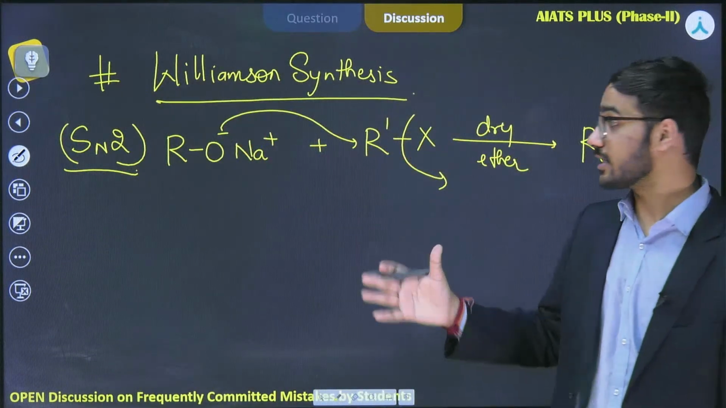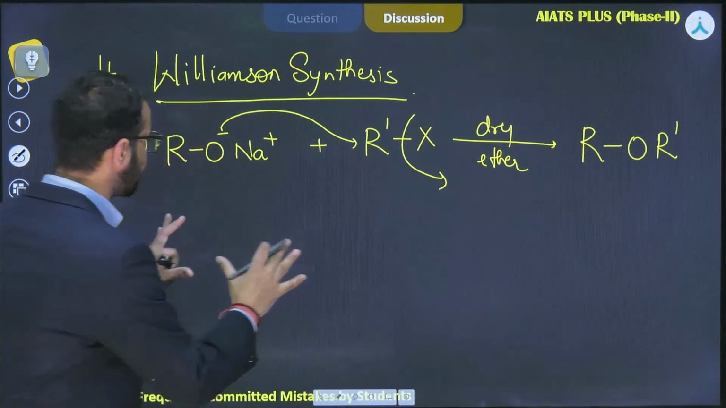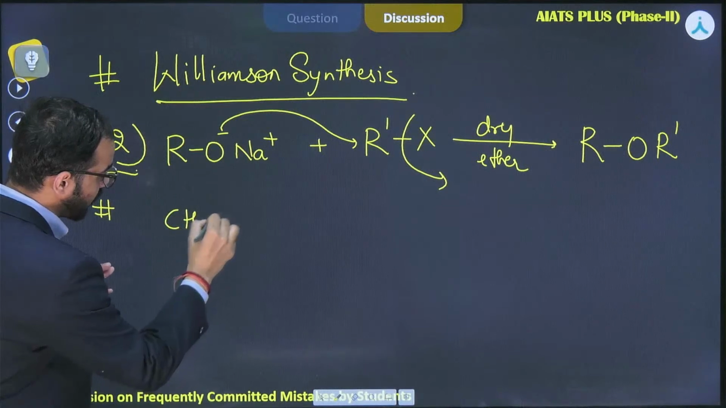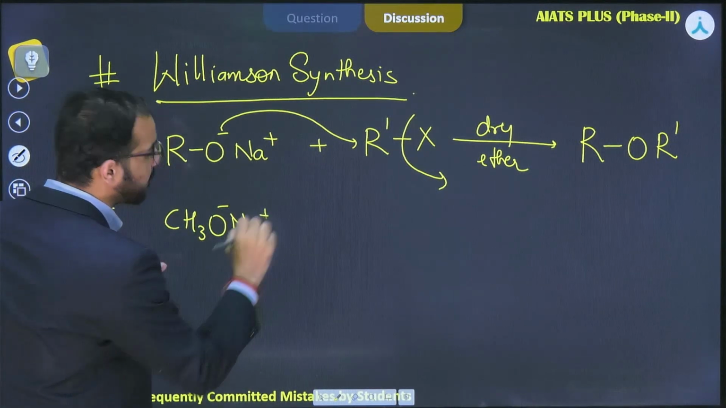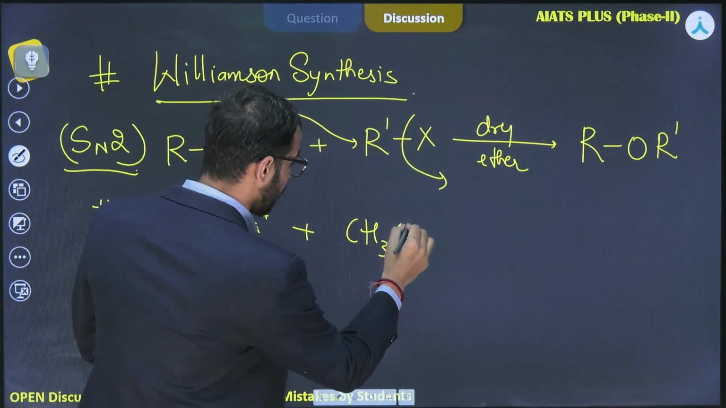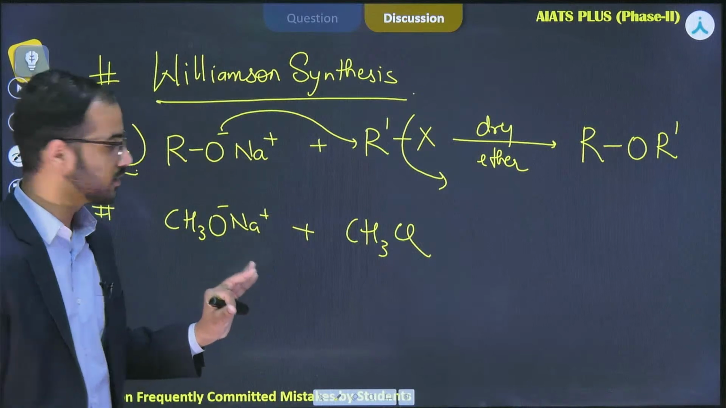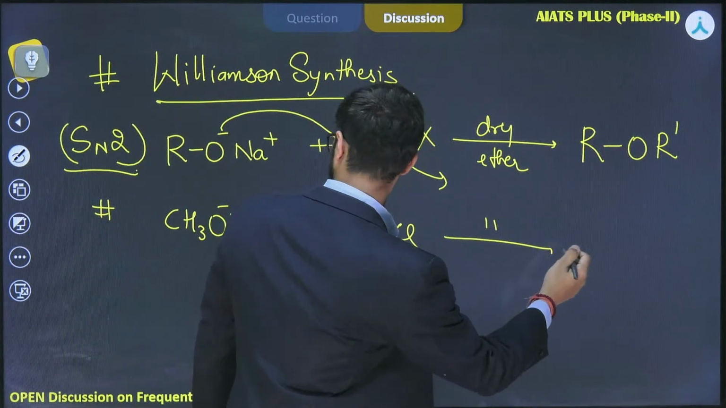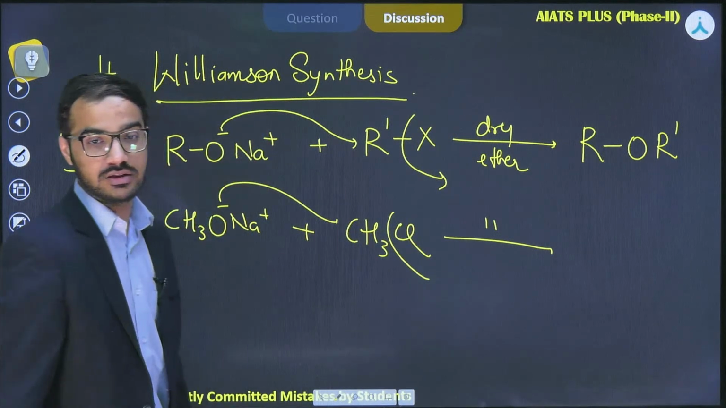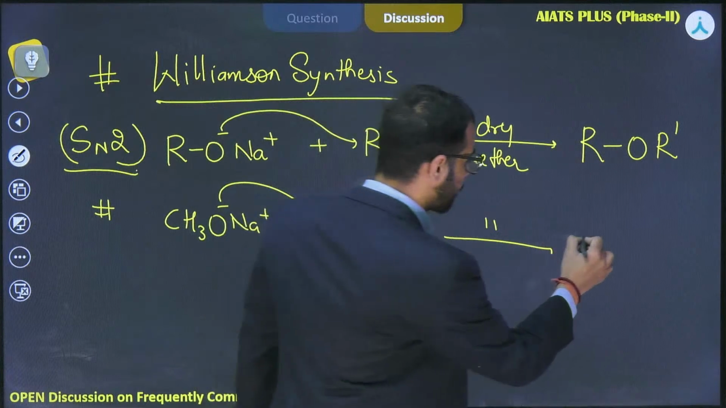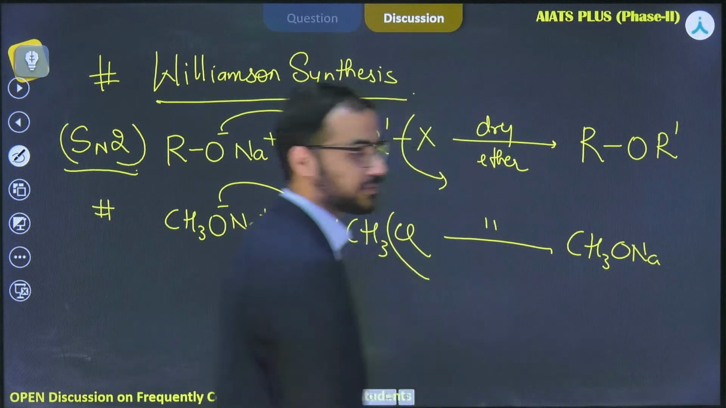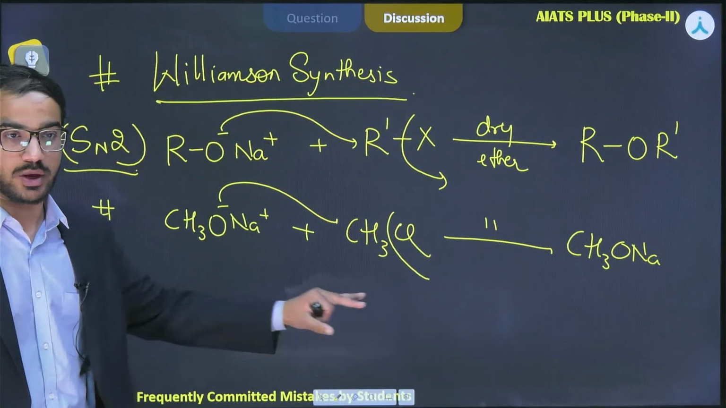So what will be the case? Let us take an example. You take CH3O minus Na plus, and you react it with CH3Cl in dry ether. The O negative will attack over here, the Cl negative will be removed, and the product is CH3OCH3. Is it clear? This is very simple over here.